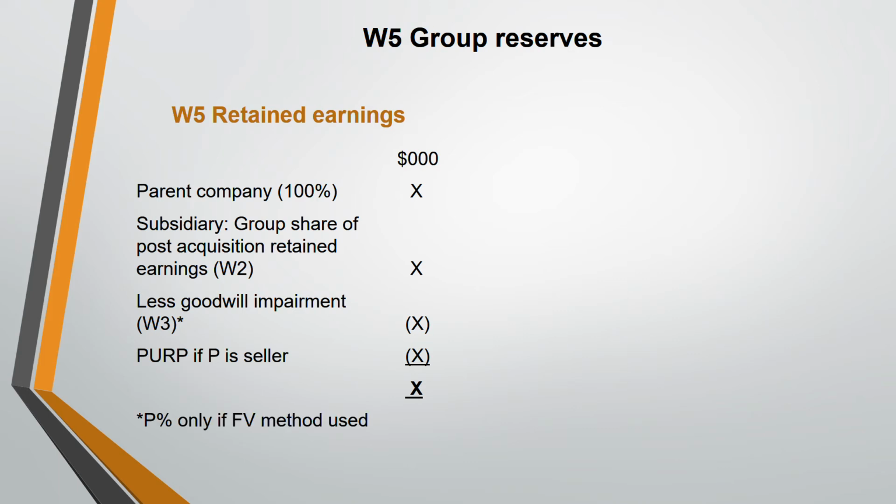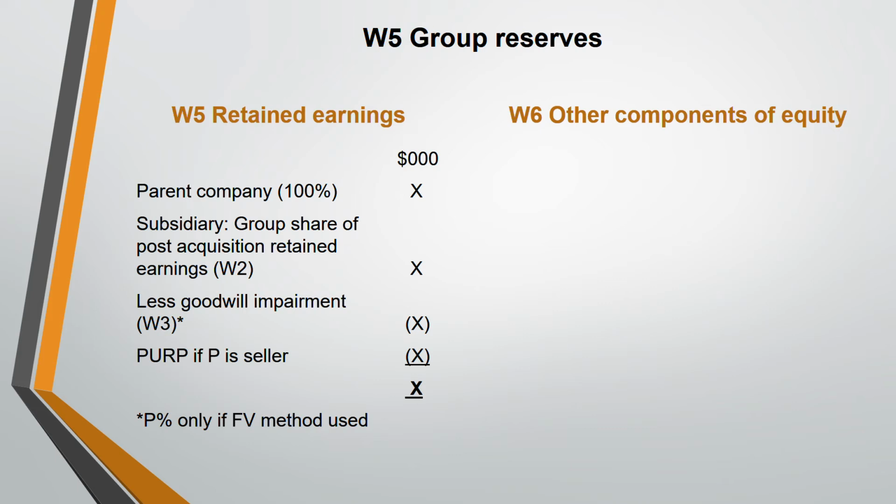Then we have other components of equity. And remember this P, the parent's percentage, is only for the fair value method, because for the proportionate method no need to take the parent's percentage, you can take it as it is. Other components of equity, sometimes they might give you, sometimes it might not be there. If it's not there, no need to worry.